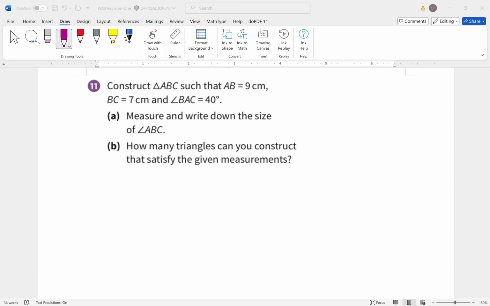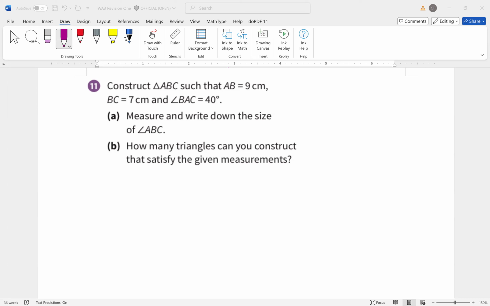They want us to construct triangle ABC such that AB equals 9, BC equals 7, and angle BAC equals 40 degrees. Measure and write down the size of angle ABC, and then how many triangles can you construct that satisfy the given measurements? The first thing that you need to do is, of course, to construct the triangle.